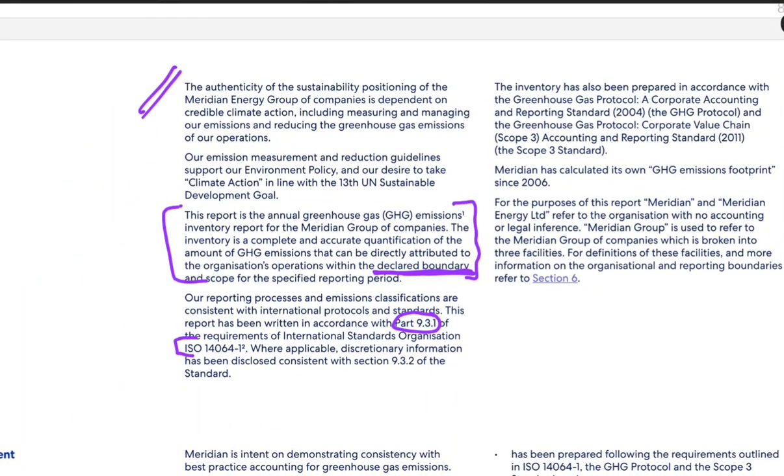Also, the inventory has been prepared in accordance with the GHG Protocol: the Corporate Accounting and Reporting Standard 2004, and the GHG Protocol Value Chain Scope 3 Accounting Standard 2011, which is also referred to. Very interesting report. So there are two standard references. Meridian has calculated its emission footprint since 2006. Keep in mind, this is very important. So since 2006 the company has been calculating its emission footprint.